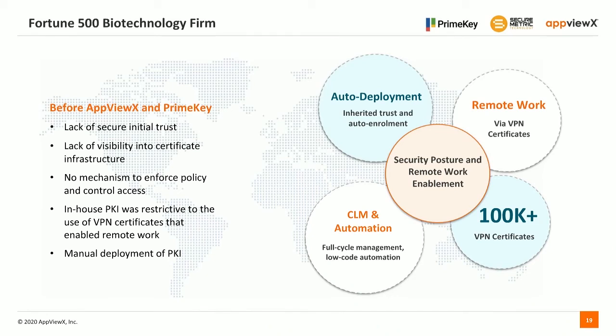One of the key benefits that we brought in is auto deployment, auto enrollment and auto renewal capability using the EST protocol. And then we enabled their 100,000 users to connect using VPN, and each one had a certificate. And then we leveraged the CLM automation capability to automate end-to-end all the way through.